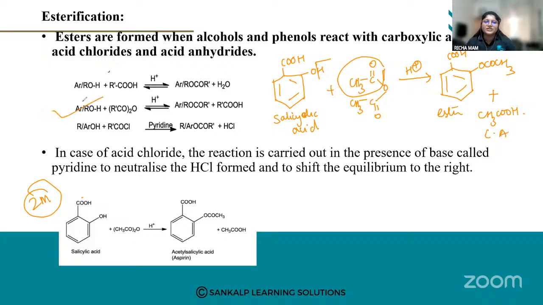So this reaction follows this pattern. When alcohol reacts with acetic anhydride, you are going to get an ester and a carboxylic acid as the products. So this is a very important esterification reaction. Is it clear? Any doubts up to here? Yes, any doubts?